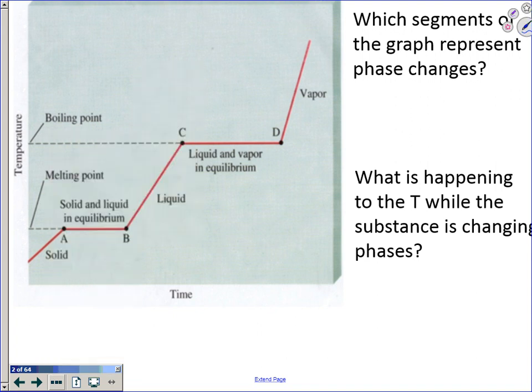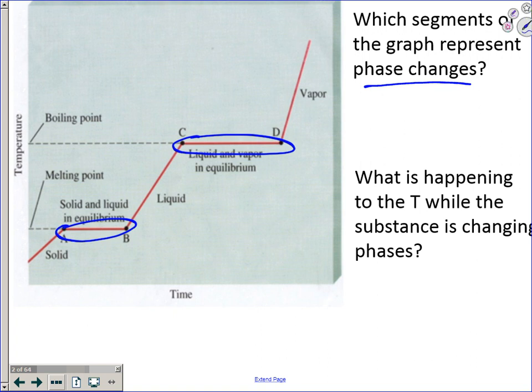All right, so this is called a what again? Heat curve, right? Despite that, it's not a curve. Which part of the graph represents the phase changes? The flat parts or the plateaus, right? So A to B is a phase change, C to D is a phase change. So we have to understand that there's no temperature change. Notice there's no temperature change because they're flat sections.